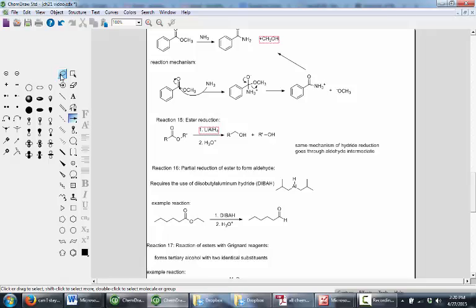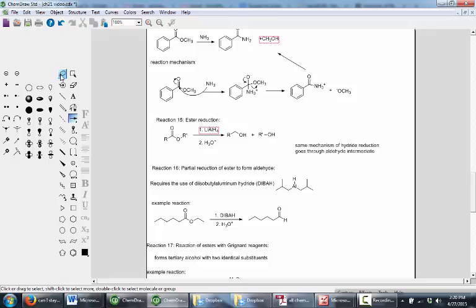Alright, my initial product is going to be an aldehyde. However, that aldehyde is going to be even more reactive to the H- than my initial ester is, in which case it is going to rapidly undergo further reduction to give me again the primary alcohol product.